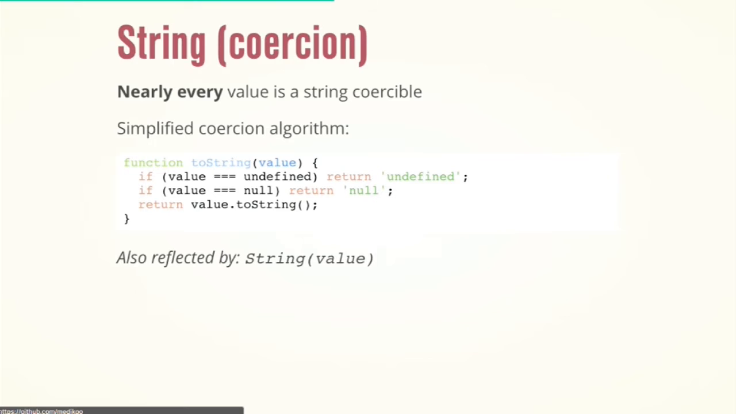So this is how you would see a simplified coercion algorithm. You see undefined is coerced to the undefined string, null is coerced to the null string, and for everything else there's a toString method. So now out of that, can you say which values are non-string coercible? Sorry? None is a number and has a toString method.